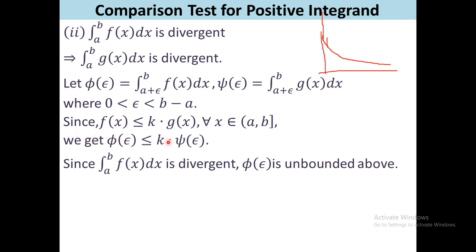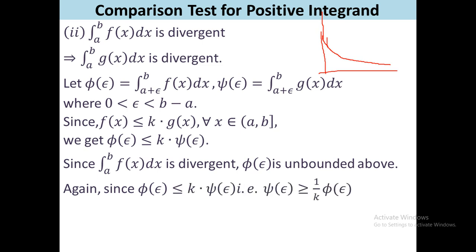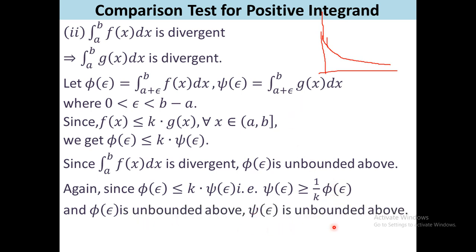Now from the above relation we get that psi of epsilon is greater than 1 by k phi of epsilon. You showed that phi of epsilon is unbounded above, so 1 by k phi of epsilon is unbounded above, and psi of epsilon is greater than that unbounded above function. Therefore psi of epsilon is unbounded, so the integration must be divergent. It is proved.